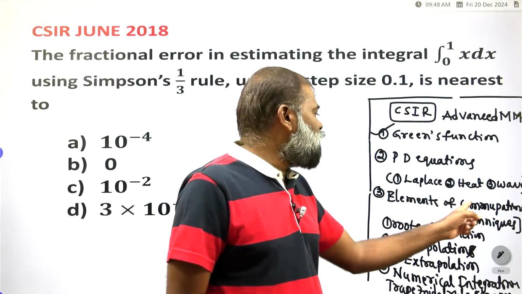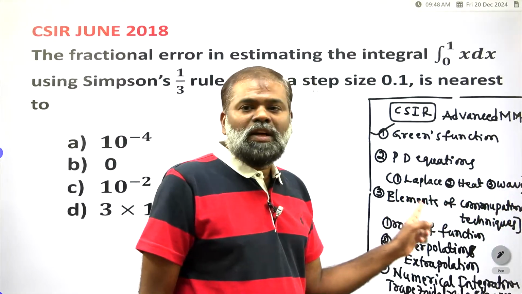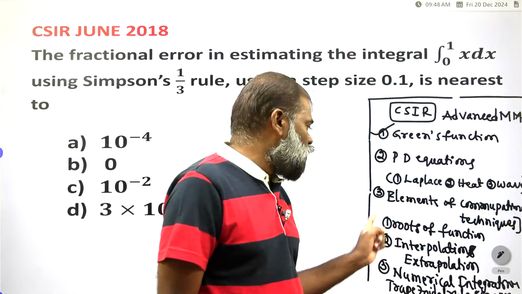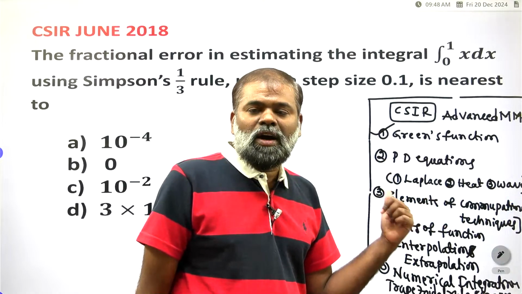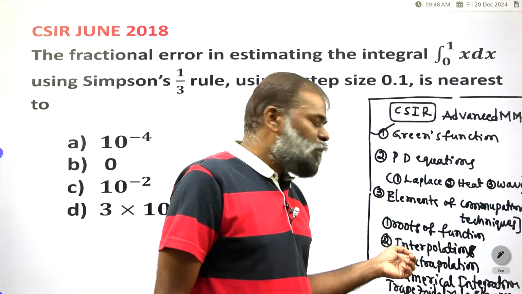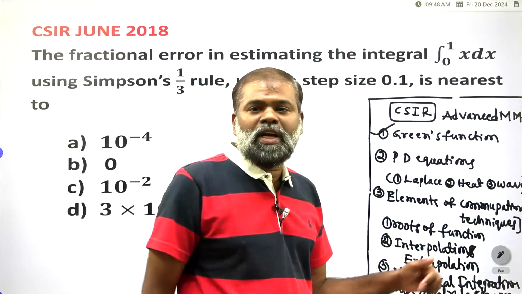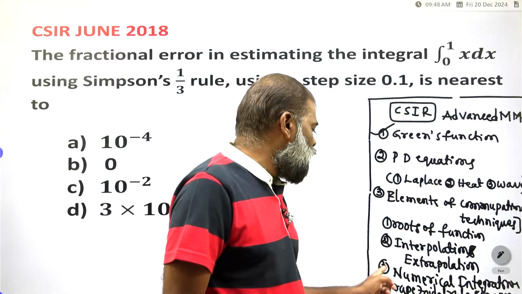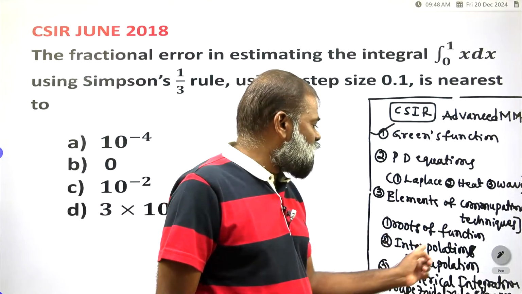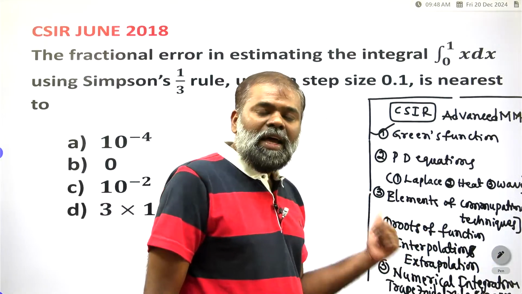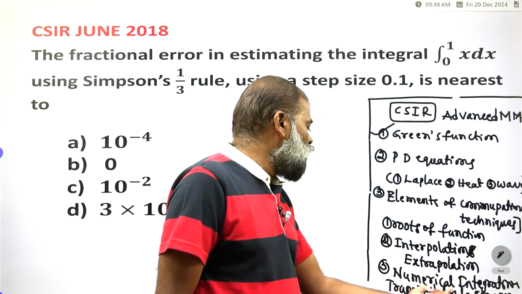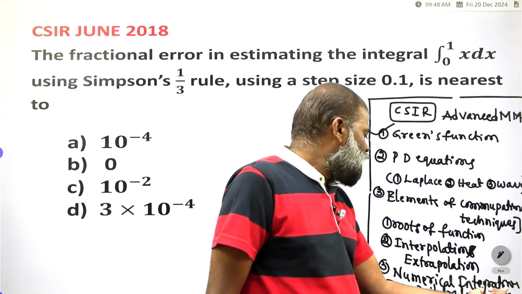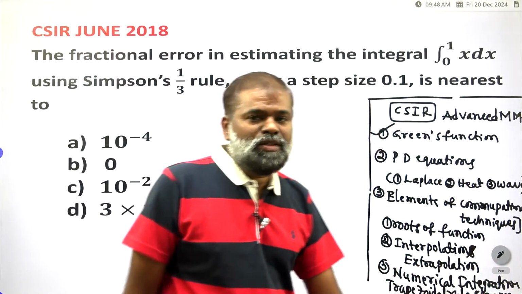From elements of computational techniques, the first topic we discussed was roots of function. The second topic, in the previous classes, was Newton's forward difference formula. And the third topic is numerical integration. In numerical integration, there are two topics: the trapezoidal rule and Simpson's rule.